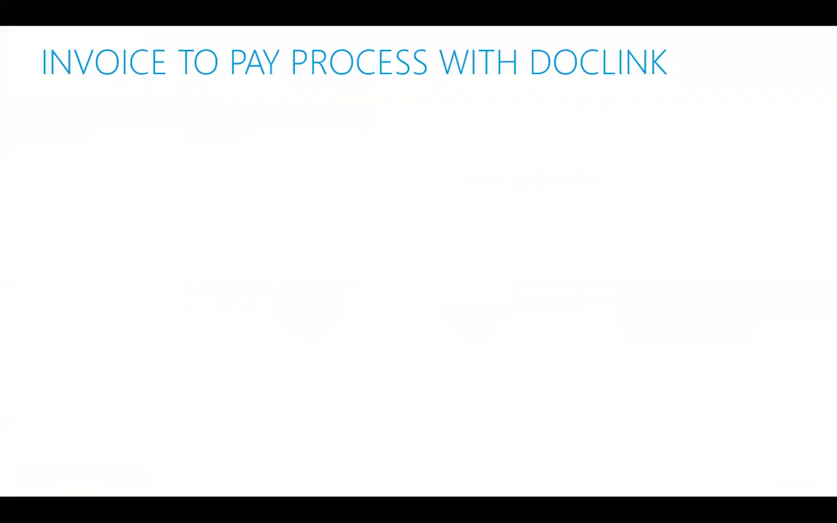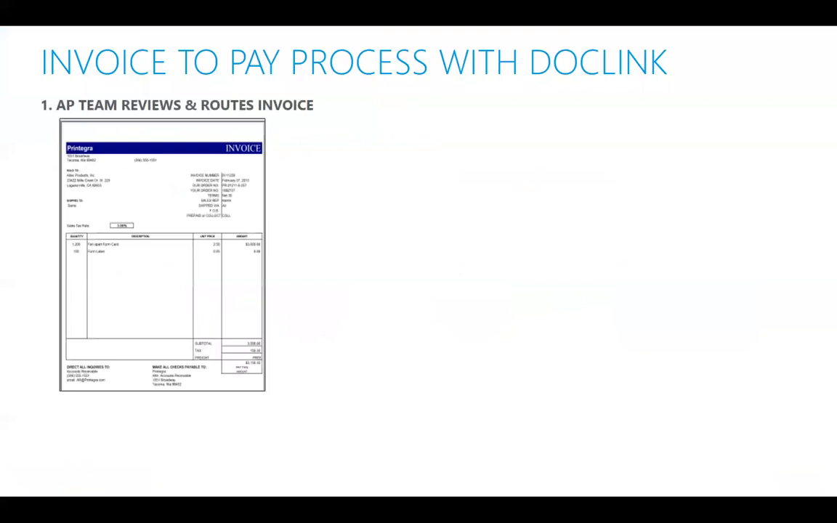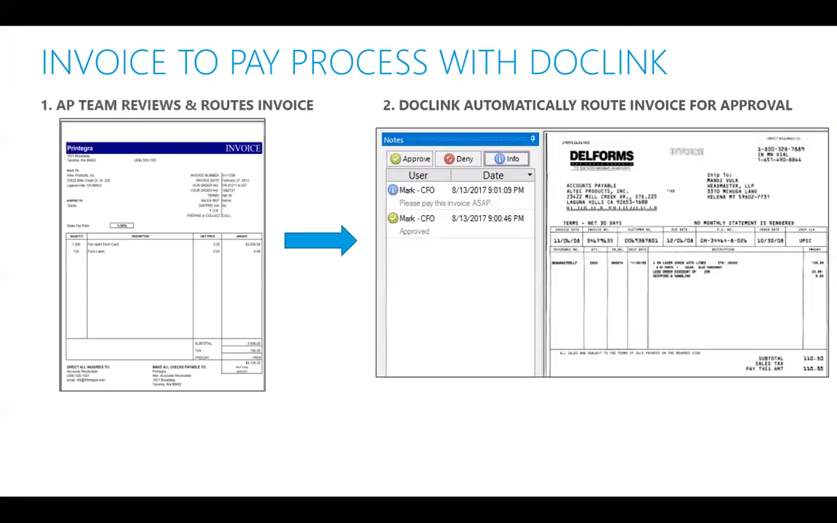Here's an example of one. So an invoice to pay process with DOCLINK. Invoice comes in, we automatically pick it up. We can utilize OCR to pick up the necessary data and information. It automatically sends it out for approval. Once it gets to someone to approve, he or she approves it, logs in the system.